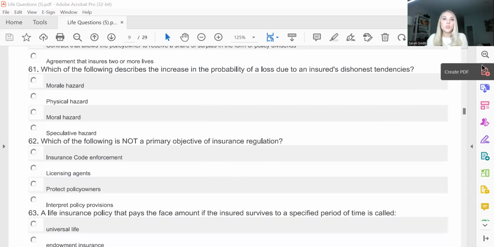Which of the following describes the increase in the probability of a loss due to an insured's dishonest tendencies? I would say this one's pretty easy. It's basically exactly what it sounds like. This is going to be a moral hazard, right? Dishonest tendencies, moral hazard.